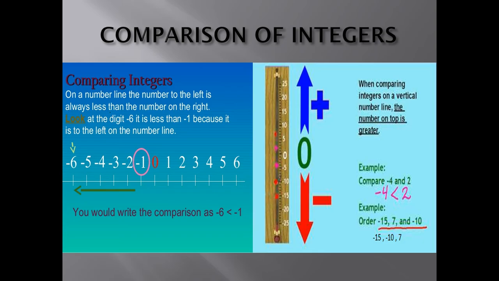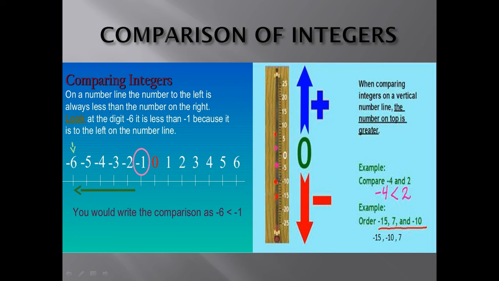Comparison of integers. In comparison of integers, we have to tell which integer is greater or which integer is smaller. Comparing integers: on a number line, the number to the left is always less than the number on the right. For example, if you are taking 2, on the right side of 2 all numbers are greater than 2, and on the left side of 2 all numbers are less than 2.